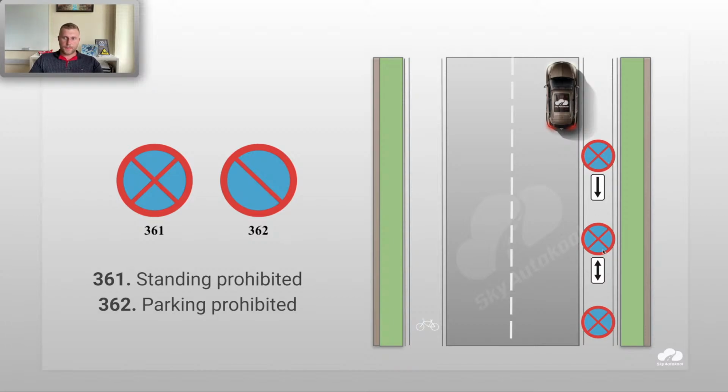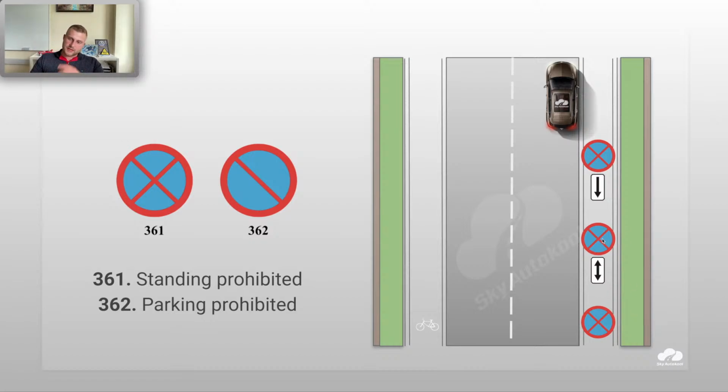So if the arrow goes down, it means that before the sign you cannot stand or park, but after the sign you can do that. Here it means before the sign and after the sign. And if you don't see anything, just the casual no standing sign, it means after the sign only you cannot stand. Before the sign you can do that.